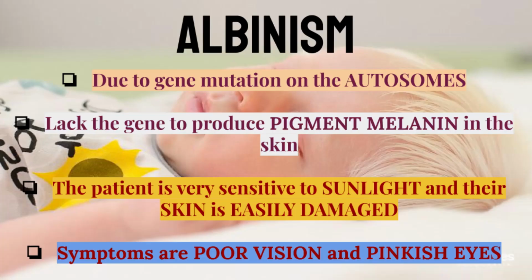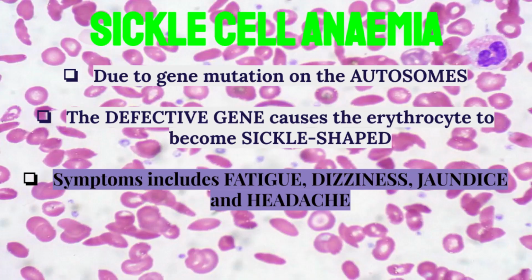Albinism. It happens due to gene mutation on the autosomes. As a result, the patient will lack the gene to produce pigment melanin in the skin. The patient ends up being very sensitive to sunlight and their skin is easily damaged. Symptoms are poor vision and pinkish eyes.